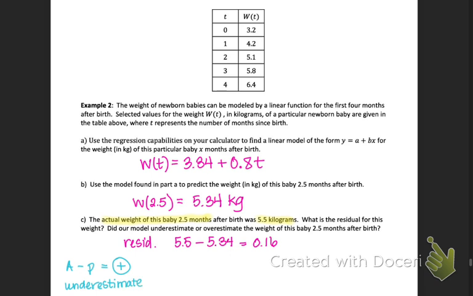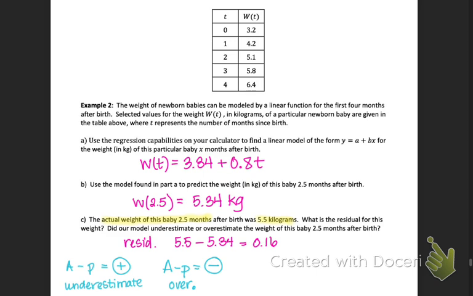If the actual is bigger than the predicted, we're gonna get a positive. That means our predicted value was less than the actual value, so it was an underestimate. If I do my actual minus predicted and I get a negative, that would mean that my predicted value was bigger, so I overestimated in that case. So that's how you can interpret what your residuals do.